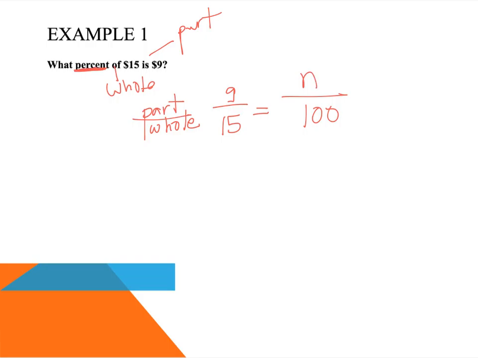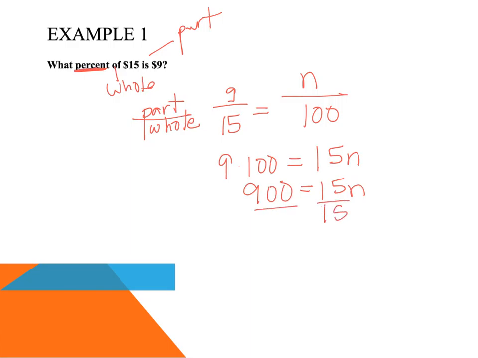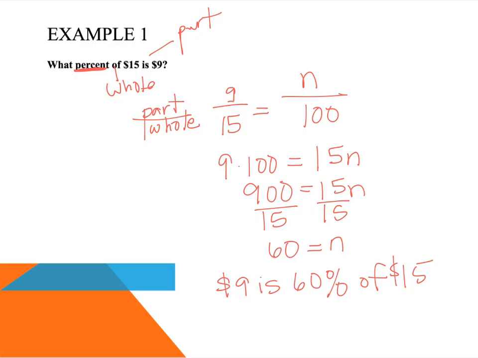So now we solve by cross multiplying. We do 9 times 100 is equal to 15n. So we have 900 equals 15n. We're going to divide each side by 15, and we get 60 is equal to n. So $9 is 60% of $15. Make sure you copy all of this in your notes.